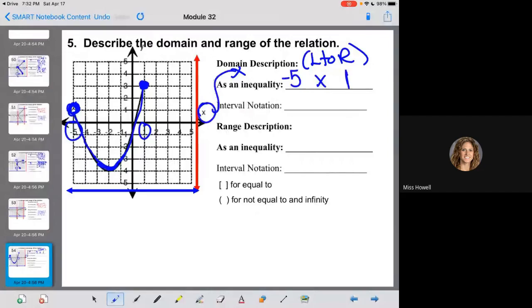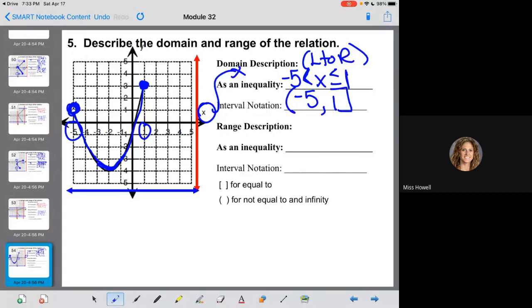Now, here's where you need to be careful. At -5, this circle is open, so there's no equal to there. It's just less than. And then at 1, it's closed in, so it could be equal to. So our interval notation is a little different here, because at -5 we should have a parenthesis, not a bracket, and at 1 we should have a bracket, because this one's open and that one's closed.